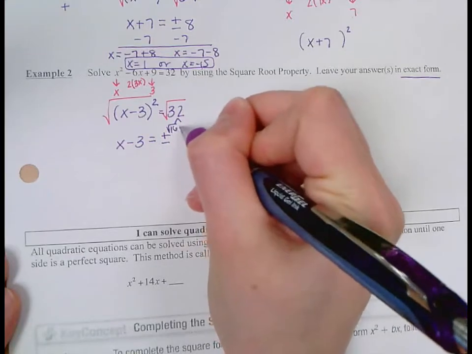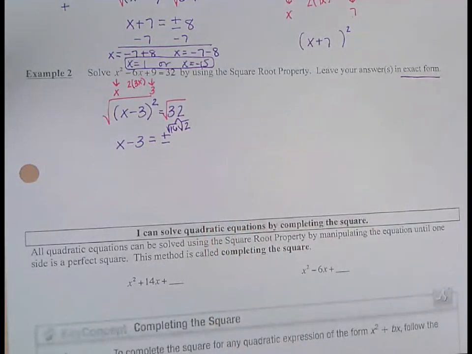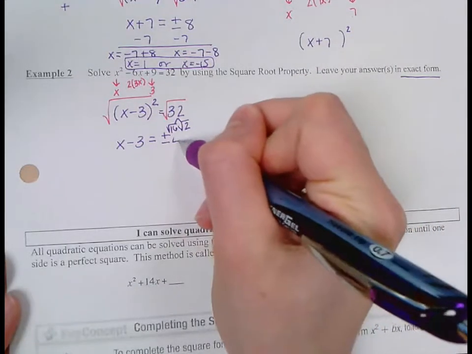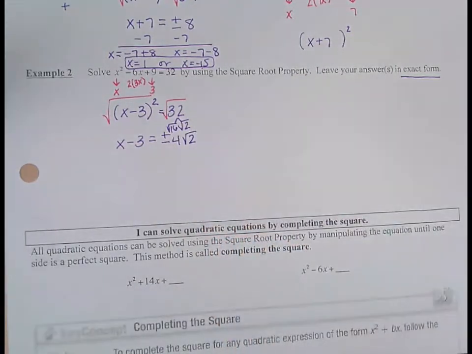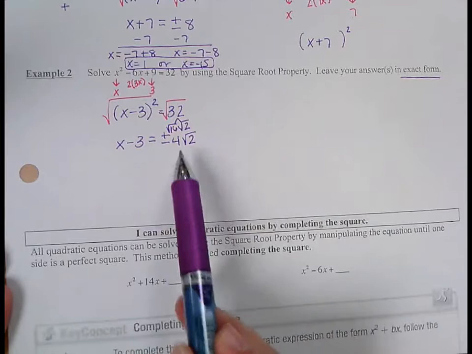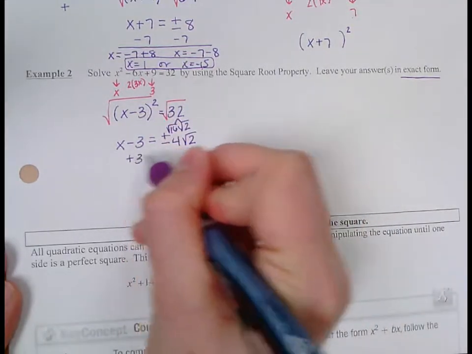Times 2. So I can break that into the square root of 16 times the square root of 2. And the square root of 16 is 4. So I have plus or minus 4 square root 2. And I'd leave it that way, not write a decimal. And then I still need to solve for x, so I need to add 3 to both sides.